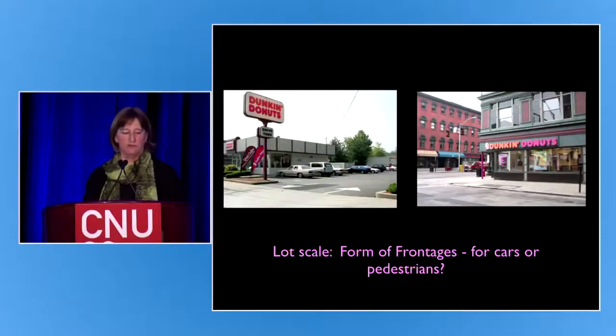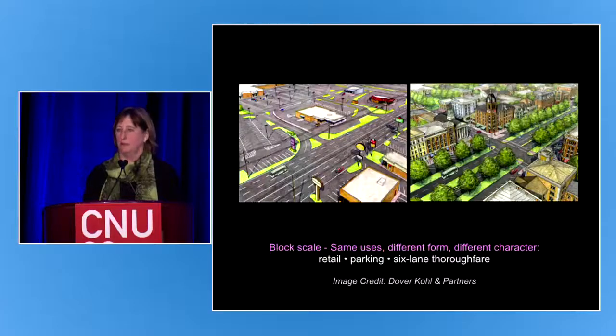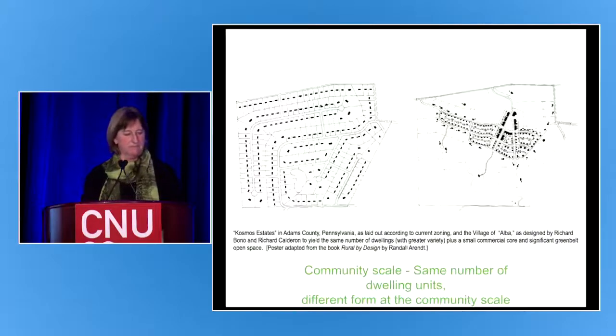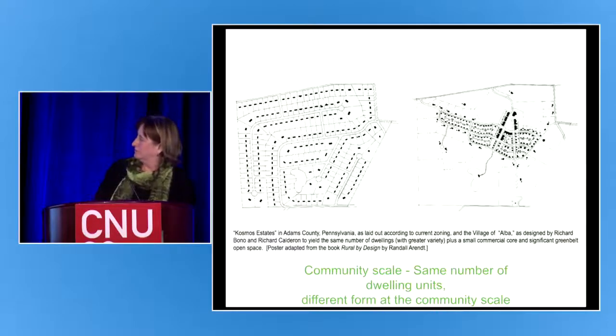Form, just don't forget about character, and you can feel that. It's form at the lot scale, same use, same company, different form. One for cars, one for pedestrians. Form at the block scale, what we have is six-lane thoroughfare retail, two different forms. One for the car, one for the pedestrian. And losing a few lot lines there, but I think you get the idea.